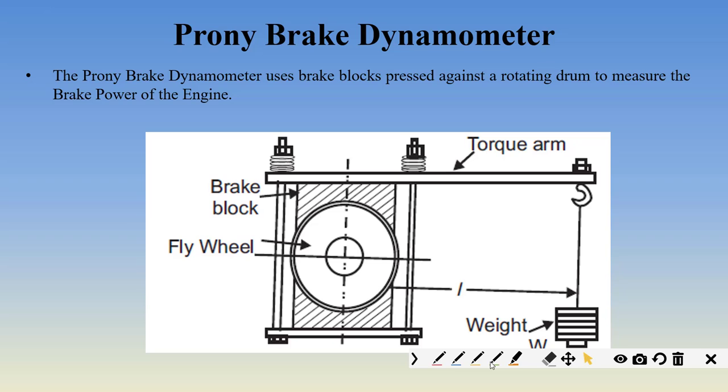In this case, what do we do? The flywheel is attached to the shaft, so as the shaft rotates, the flywheel will also rotate. And these brake blocks remain stationary. So there is friction between the flywheel and the brake blocks, and because of this friction, the opposing force is applied. Okay, so this is how the Prony brake dynamometer works.